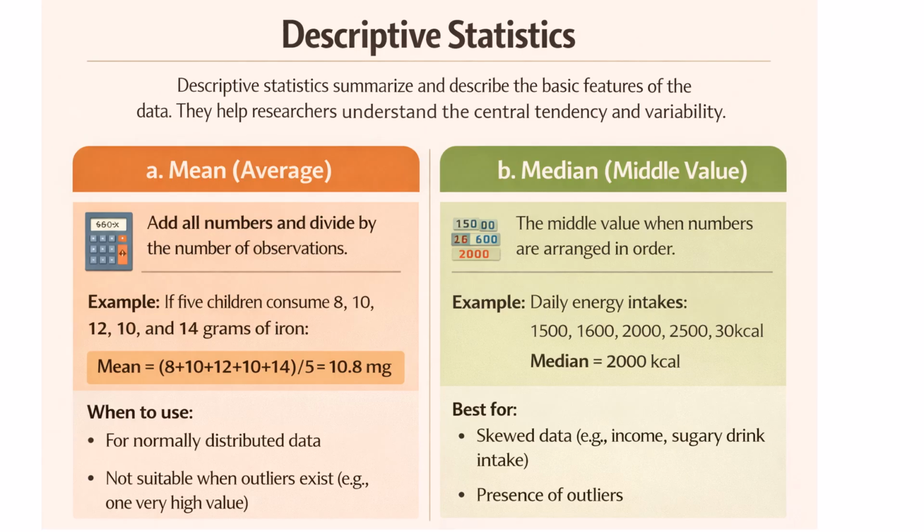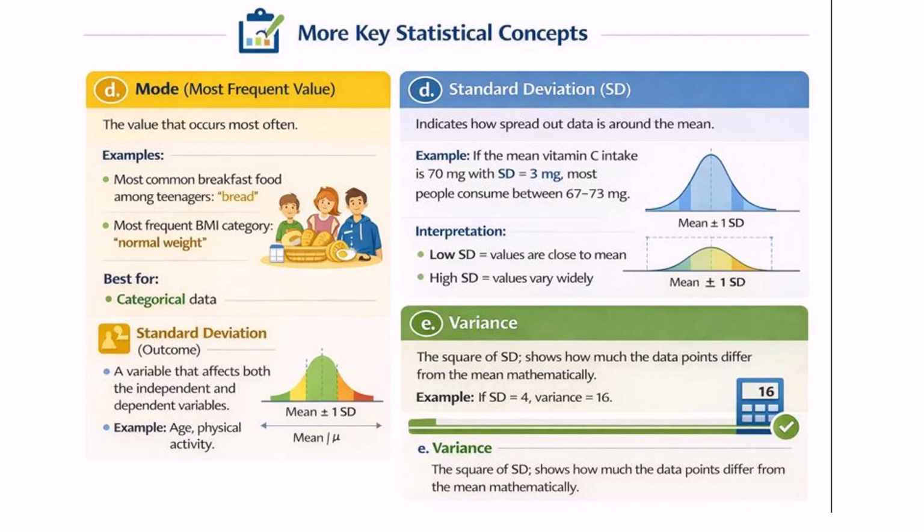And when we have outliers, or when the data are skewed, then you could be looking at the median, which is the mid value, where you arrange in a particular order, whether descending or ascending. It's best used when data are skewed and when we have outliers. The mode is the most frequent value, and majorly for categorical data.